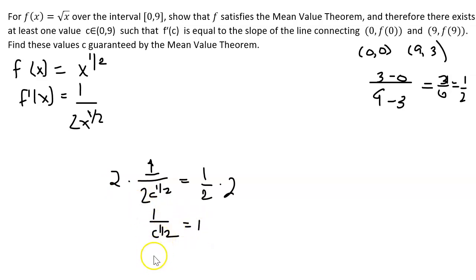Reciprocate the function. So if you reciprocate the left-hand side, and if you reciprocate 1, and then square both sides, c is equal to 1. And that's because the derivative of the function at c is equal to 1/2, and the slope of the secant line is also equal to 1/2.